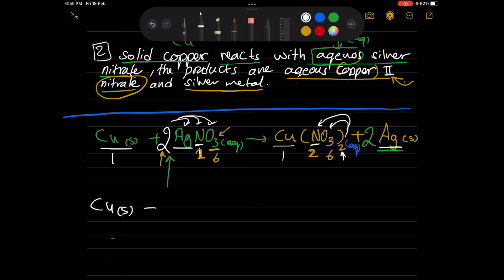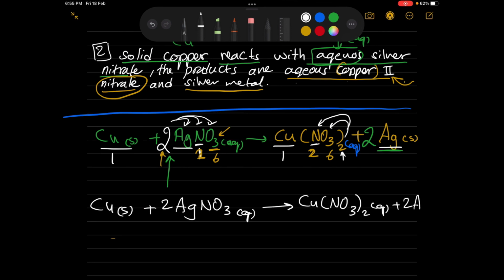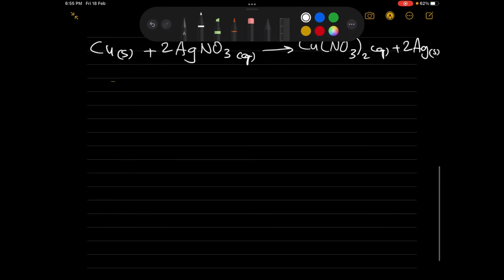Cu plus 2AgNO3 aqueous gives Cu(NO3)2 aqueous plus 2Ag solid. That's it. Okay, let's take another example.